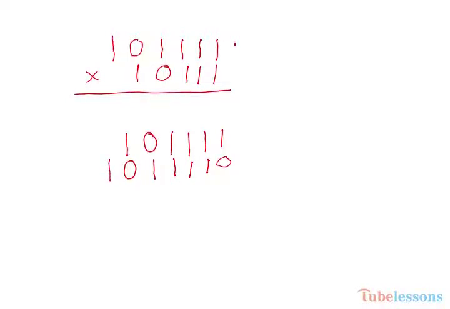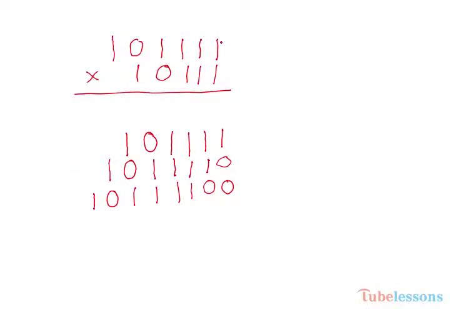Now multiply all the digits of the first row by the fourth place digit of the bottom row, and for the fourth place leave 2 zeros here. So 1 times 1 equals 1, again 1 times 1 equals 1, 1 times 1 equals 1, 1 times 1 equals 1, 0 times 1 equals 0, 1 times 1 equals 1.